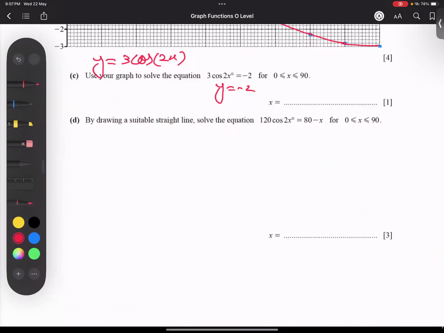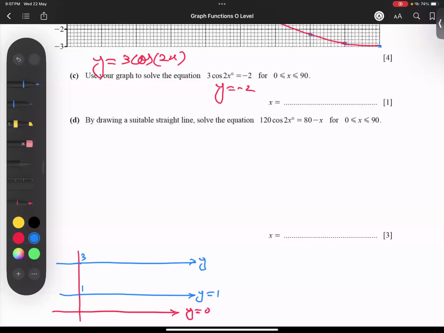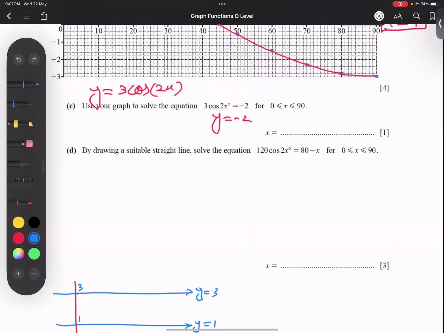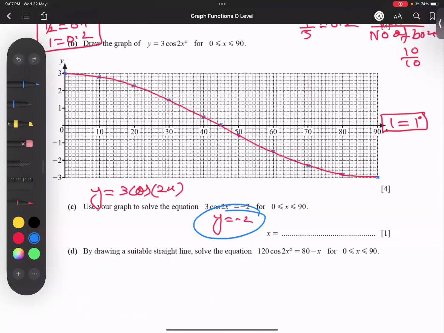And I discussed before, I'm discussing once again. Equation of x-axis is y equals 0. If a line passes through 1 and is parallel to the x-axis, y is equal to 1. If a line passes through 3 and is parallel to the x-axis, y equals 3. So this is very clear and final. A line goes through -2 and parallel to the x-axis.